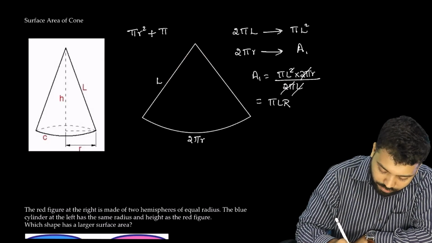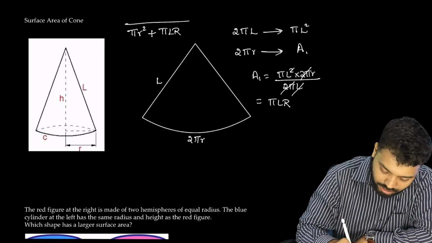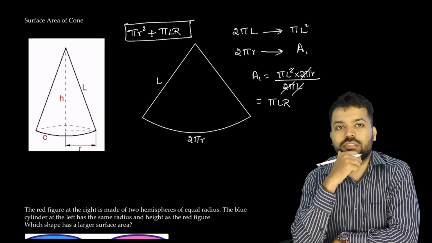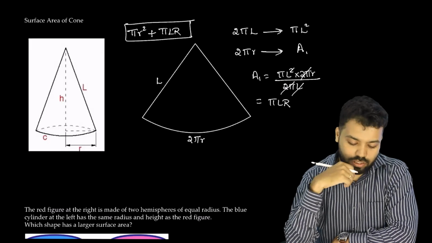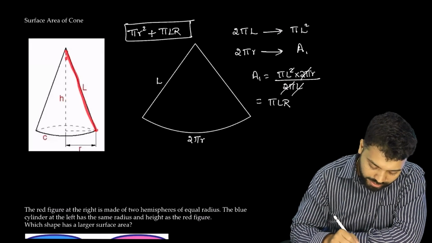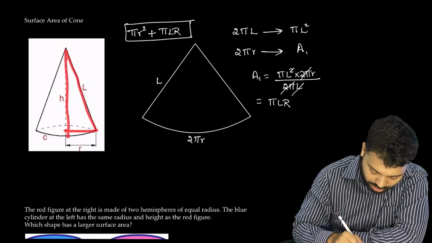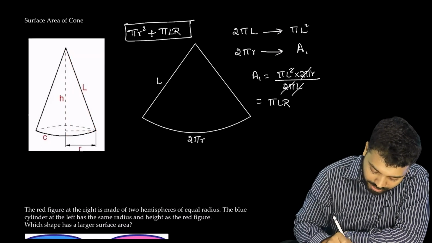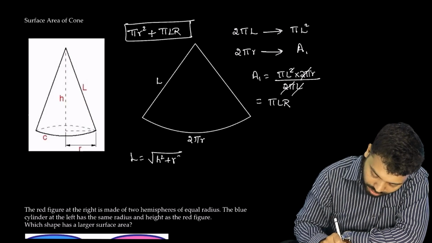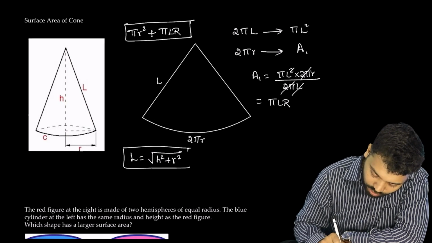So for that we have to add the base area. So this is my total surface area for the cone. And what is L in this? We can apply Pythagoras theorem. L square is equal to r square plus h square. In other words, I can write L is equal to square root of h square plus r square. This is also important.